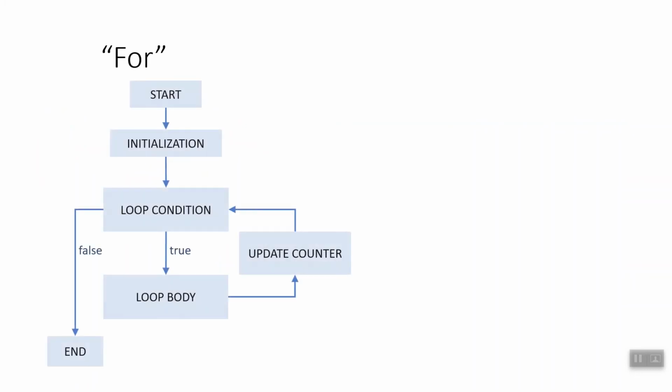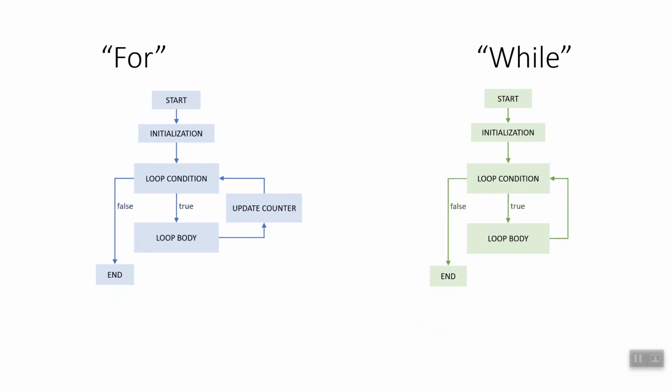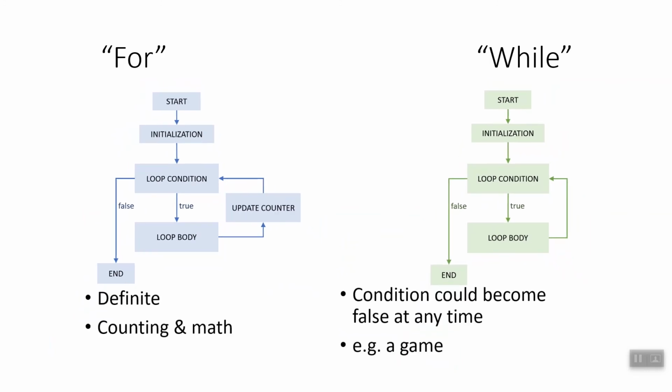Now that we've gone over the 2 loop structures, when should we use one or the other? We typically use for loops for things that are definite, like counting and math. Wave the robot arm 2 times. While loops are great for when the loop condition can be false at any time, like in a game, such as while spacebar is pressed, do blank. The main difference is that a for loop has a counter.